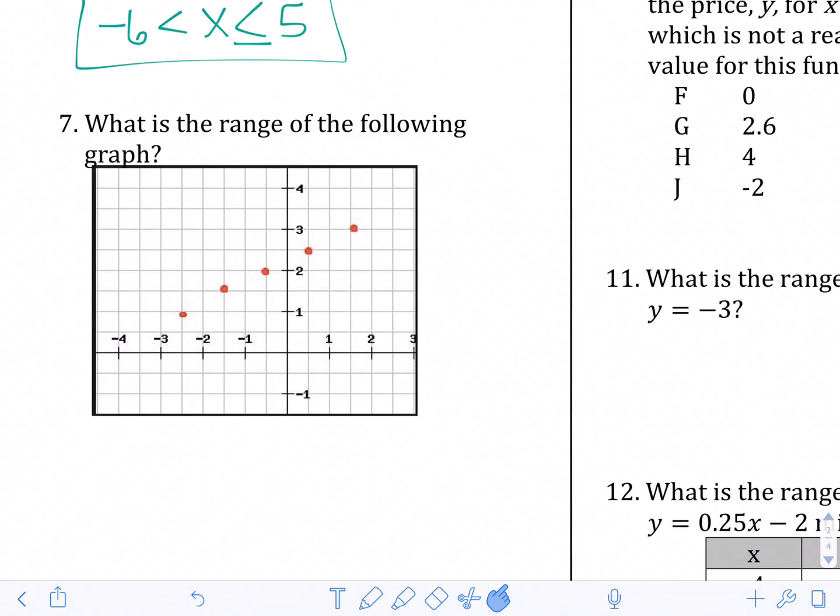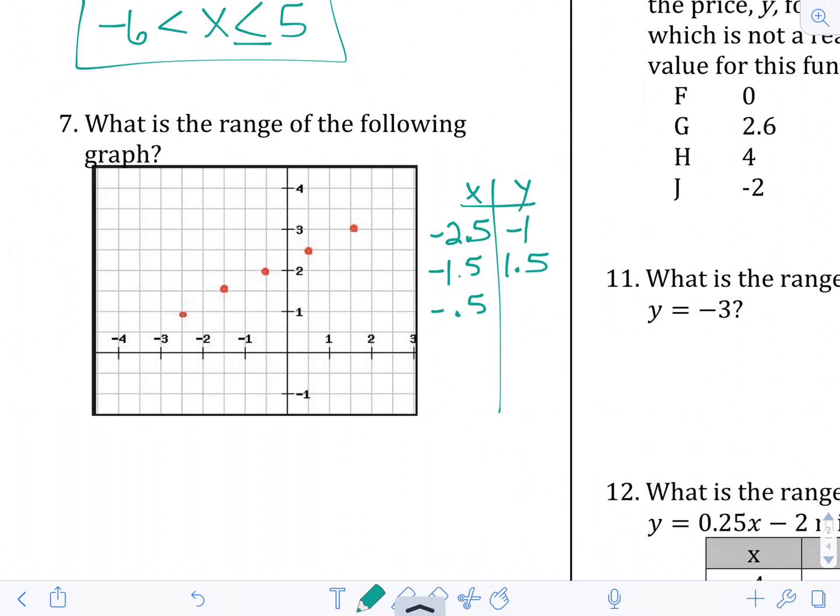Number 7, what is the range of the following graph? This one's discrete because you have points. So if I make an XY table and do my points, I have negative 2.5, negative 1, negative 1.5, 1.5, and I have negative 0.5, that's positive 2, 0.5, 2.5, and then 1.5 and 3. So 1, 2, 3, 4, 5 points. It wants to know the range. Range is a set of your y values. So you do fancy brackets since it's discrete data, and write your ordered pairs from least to greatest.